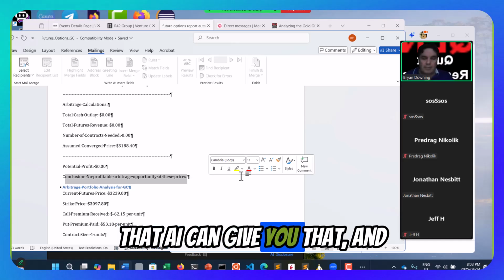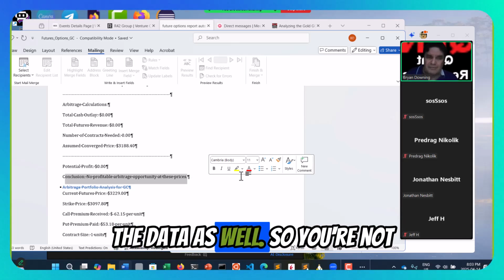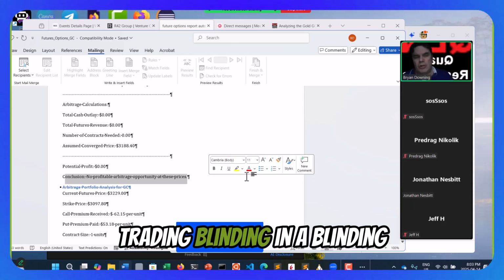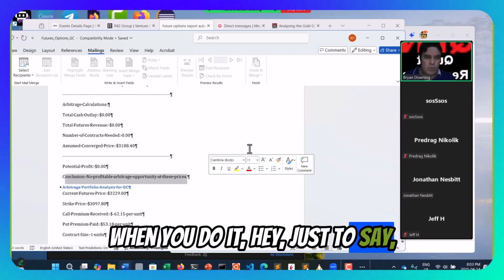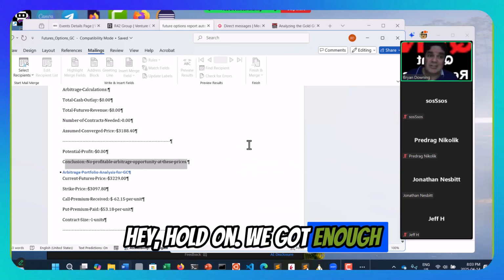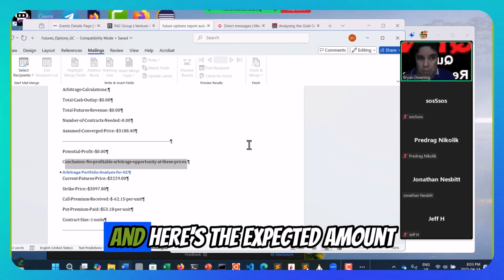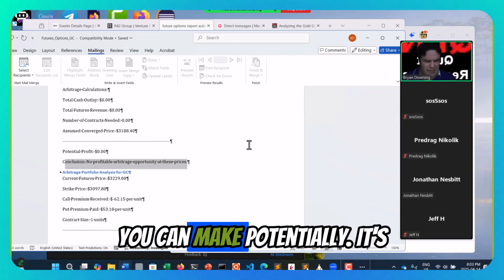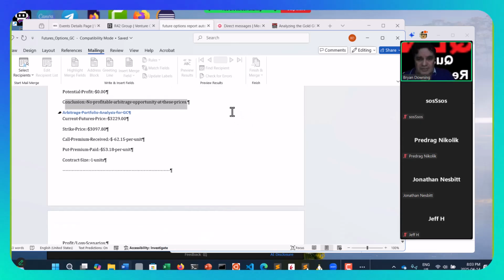So the AI can give you that, and you can get that just based off the data as well. So you're not trading blindly. When you do an arbitrage, when you do a hedge, it's going to say, hey, hold on. We've got enough data here to say we have an arbitrage opportunity, and here's the expected amount you can potentially make. It's very sophisticated.